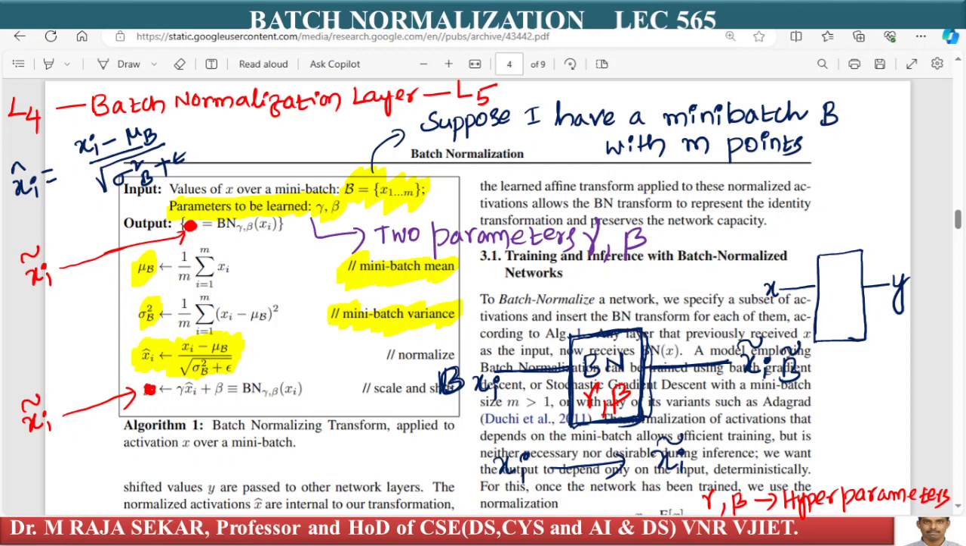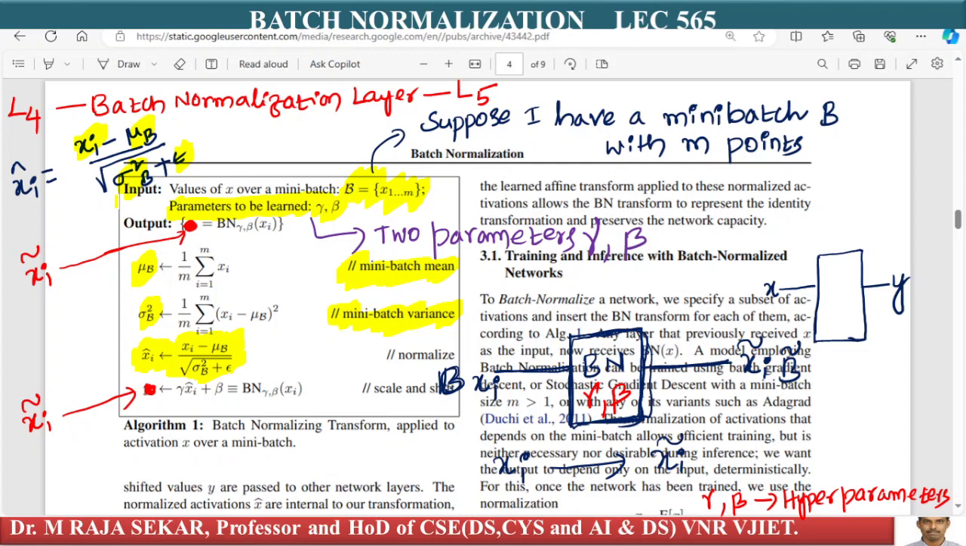For every point xi, I am subtracting the mean mu b, and dividing by under root of sigma b square, the variance, but adding a small value epsilon, because if variance is 0, then you don't want a division by 0 error. Imagine if sigma b square is 0; epsilon is a small value. This is your xi cap.